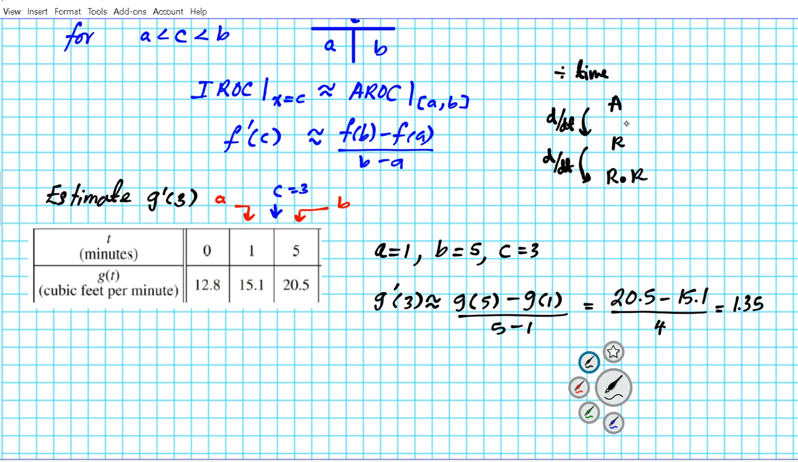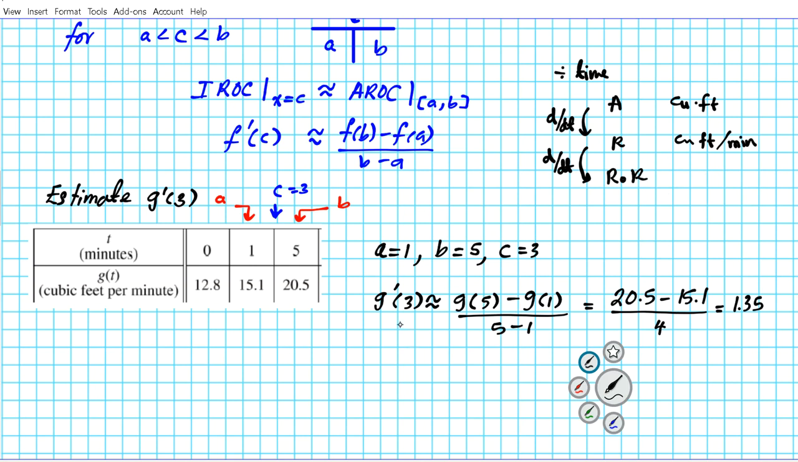So for the amount, could be cubic feet. We're told here that the rate g of t is cubic feet per minute. So g is right here. G is the rate, and it's cubic feet per minute. All right, so the unit of the amount here is cubic feet. The unit of time, sorry, is minutes. So when you go from the amount to the rate, you divide by time, which is minute, okay?